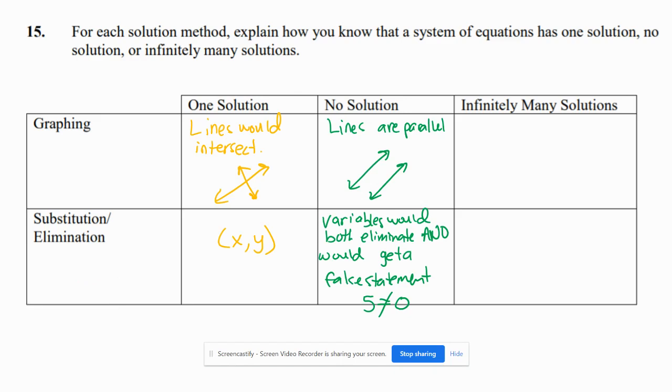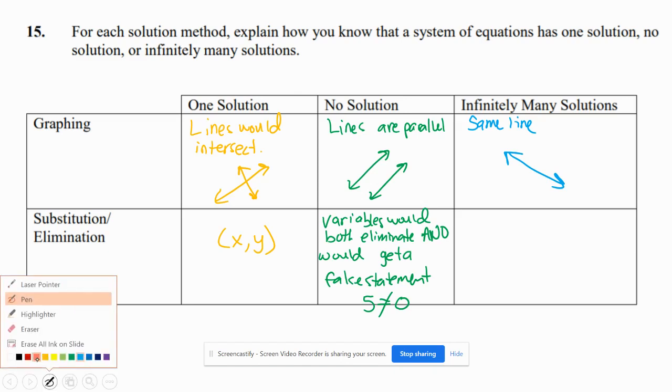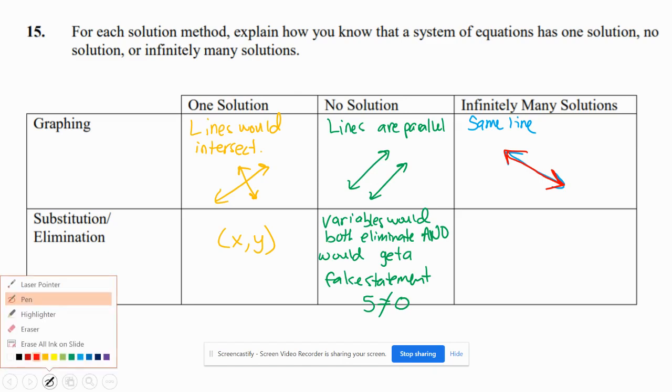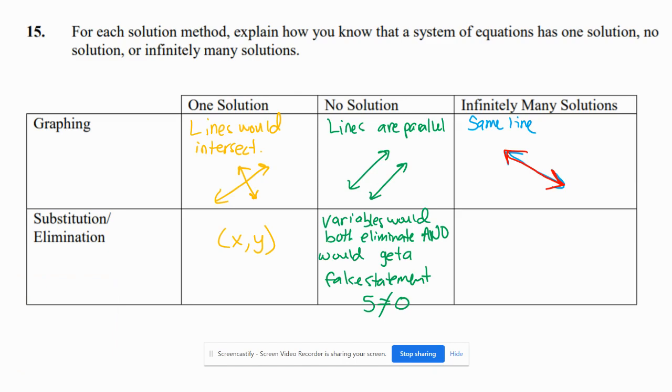If I was graphing infinitely many solutions, it would be the same line, right? So maybe I graph one line and it looks like that. And then I go ahead and I graph another line and I would find out that they're right on top of each other, which basically means that every single point is a point of intersection. If I were doing it algebraically by substitution and elimination, I would notice that, again, both variables would eliminate like before, but this time I would get a true statement. So most likely you'd get something like 0 is equal to 0, which you know, in fact, is true.